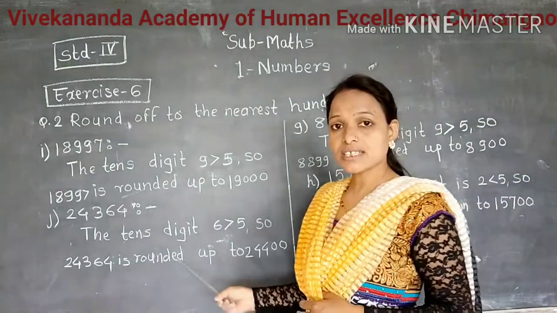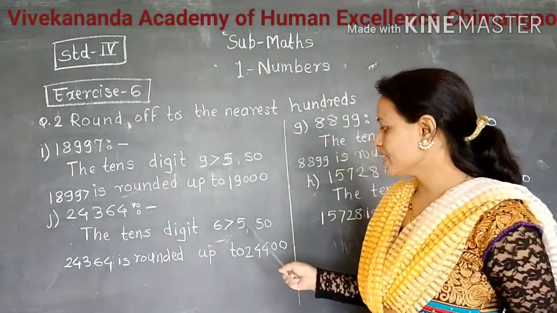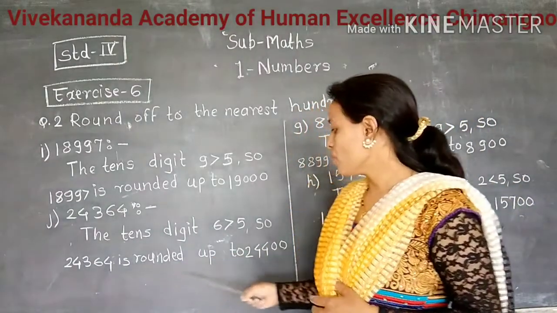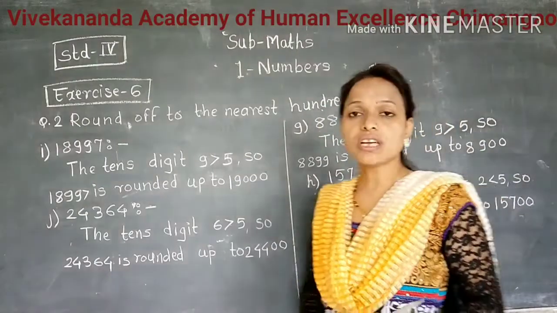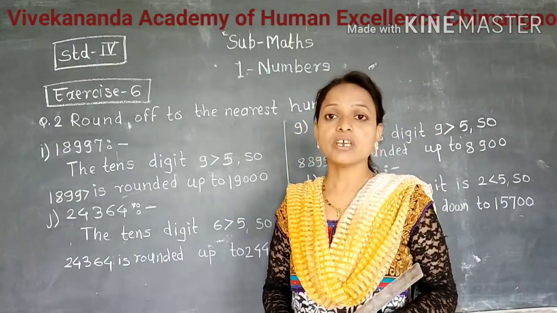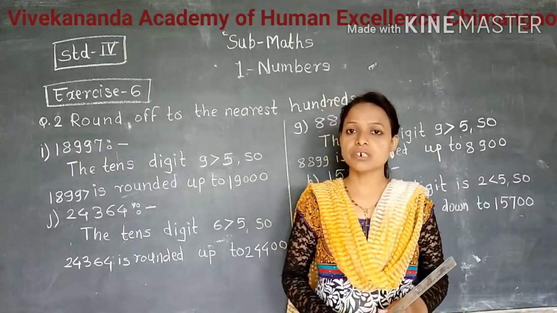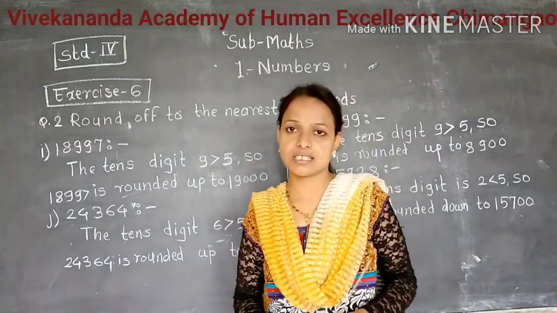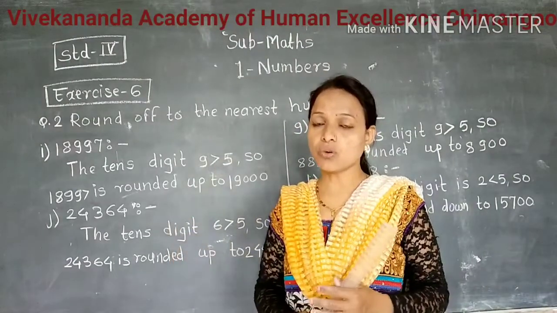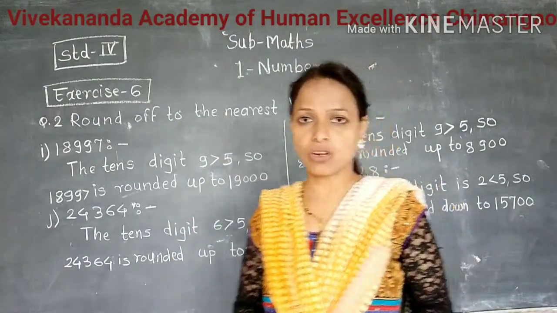So what is your answer? The tens digit 6 is greater than 5, so 24,364 is rounded up to 24,400. In this way, you have to solve question number 2 from exercise 6. So copy down all those examples in your notebook and do more practice.